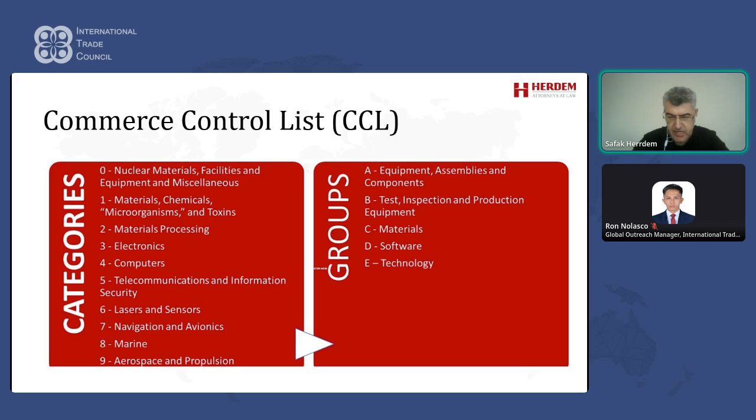These categories are further divided into product groups, and there are 10 categories in the CCL: nuclear materials, facilities, and equipment, and the others as shown on the presentation. Within each category, items are arranged into 5 groups that are equipment, assemblies, and components; test, inspection, and production equipment; materials; software; and technology.